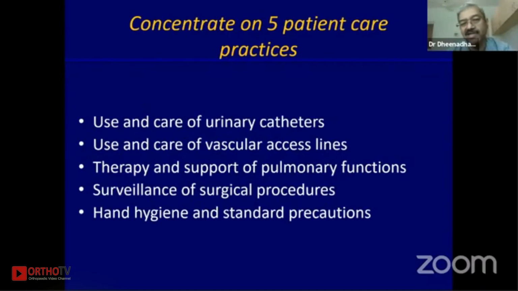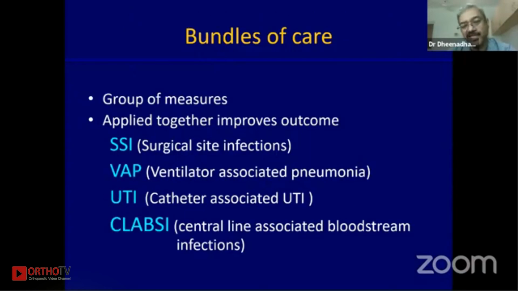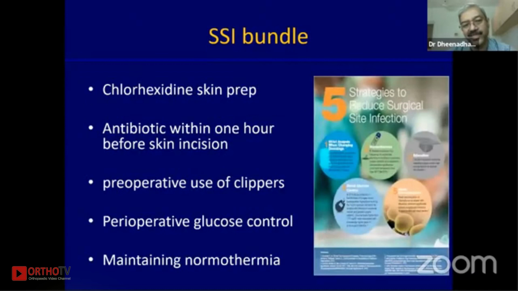And overall, what we need to concentrate on are these five patient care practices: urinary catheters, vascular access lines, pulmonary functions, surgical procedures, and hand hygiene. These are the five things you definitely need to concentrate on. If you give bundles of care for each of them, like surgical site, ventilator-assisted, catheter-related, or intravenous line-related, along with pulmonary function and hand hygiene, all put together, then you can definitely get better outcomes.